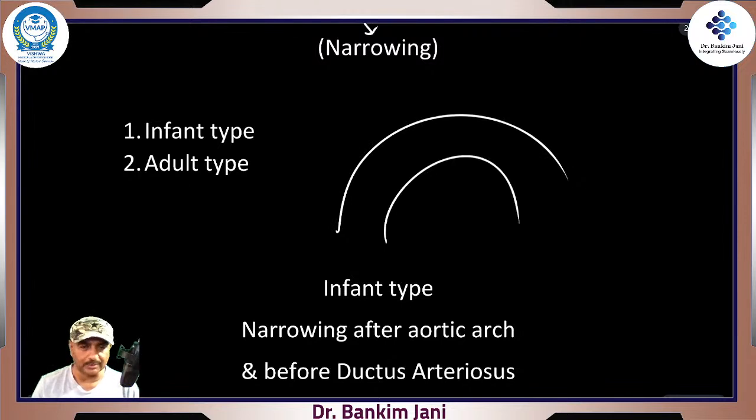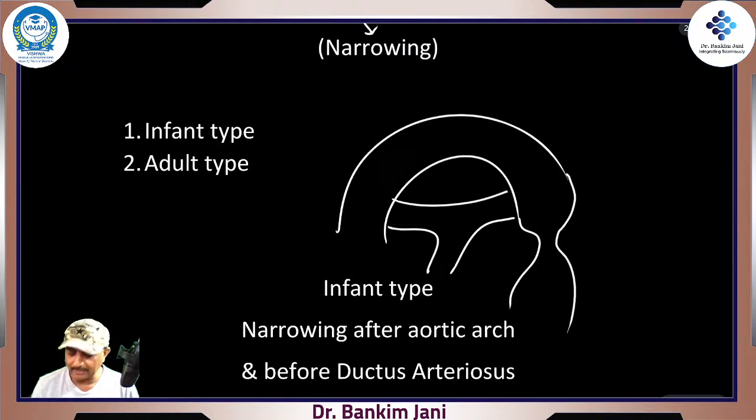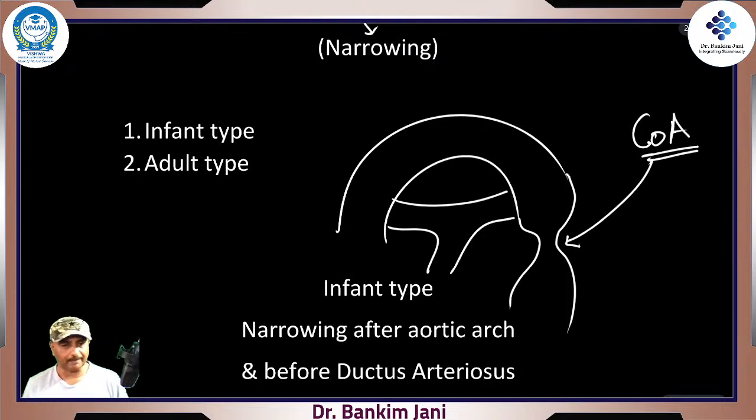This is the aorta, right? Over here, now so you know what we are talking about. We are talking about the pulmonary trunk. And then coarctation is this, that is, there is narrowing. So this is COA, that is coarctation of aorta, right? This coarctation of aorta.